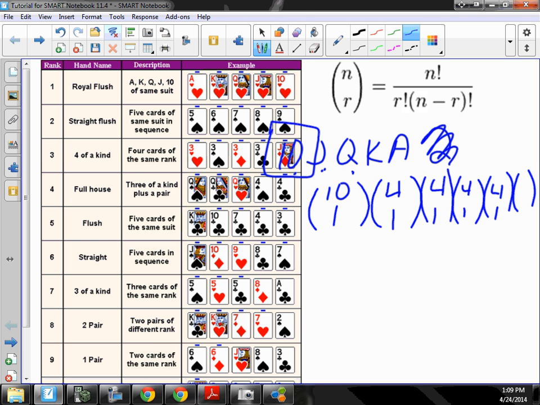4 choose 1, 4 choose 1. Well, do I want to put the 3 here? Because if I put the 3 here, then I have to go back through and count up how many if I put the 3 here and here and here. So we're just going to assume they're all different. 4 choose 1. So what is 10 times 4 to the 5th?